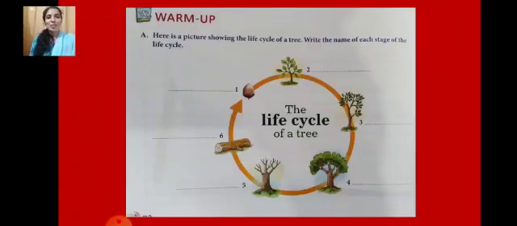Okay, here is my favorite session, and that is warm up. Here is a picture showing the life cycle of a tree. Write the names of each stage of the life cycle. First, here numbers are also given. So as per the number, as per the picture, you can easily write the name. So I know my children can do it independently. Yes, Vara? Yes, Vatsal? Yeah, all my children are very sharp.